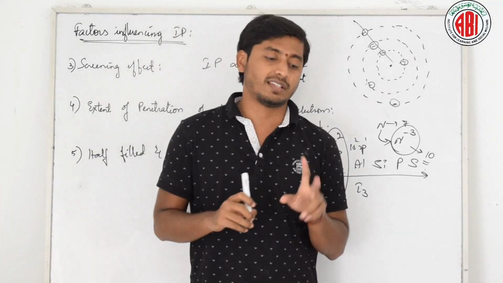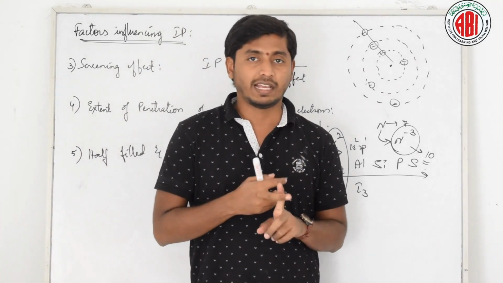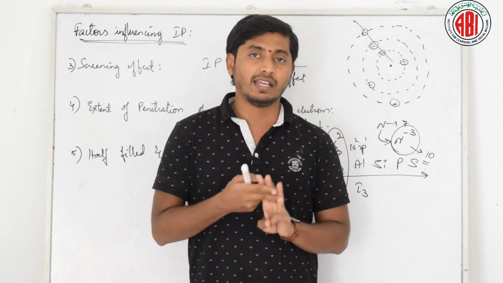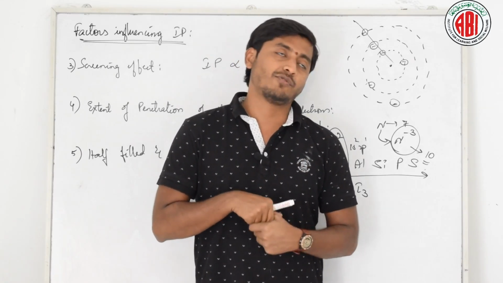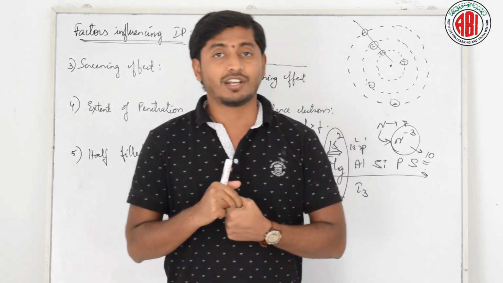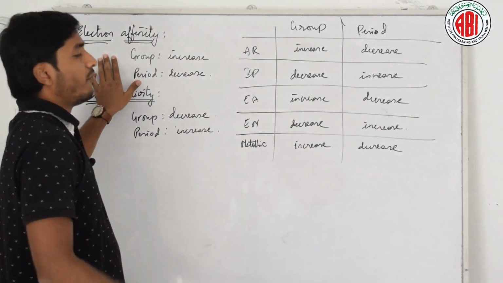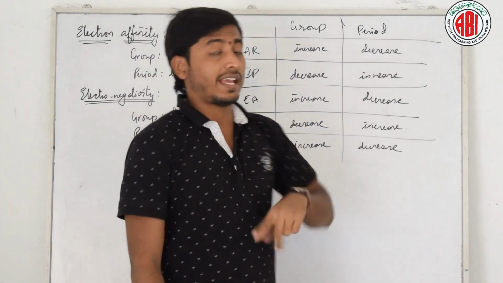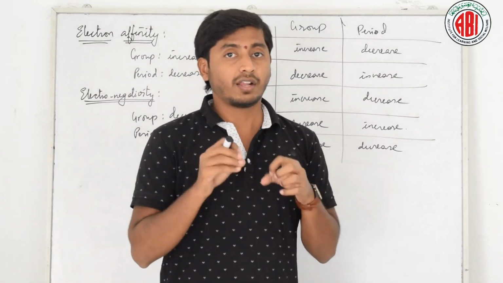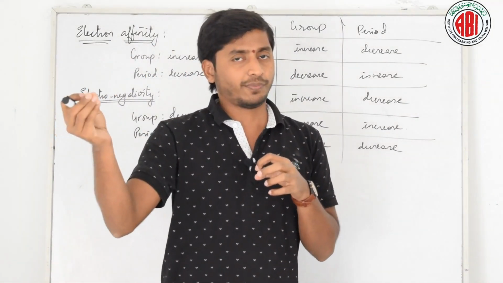What all properties did we discuss? The first one is metallic character, then atomic radius, then ionization potential. Let us move on to the next topic, that is electron affinity. The next property here is electron affinity. What is electron affinity? What is IP first of all? The energy required to remove an electron, right?